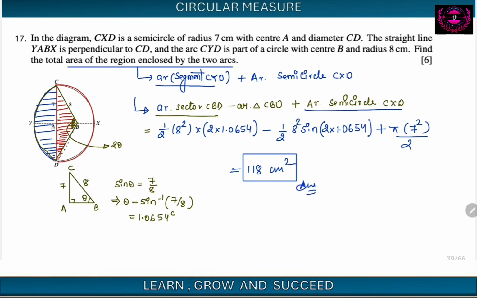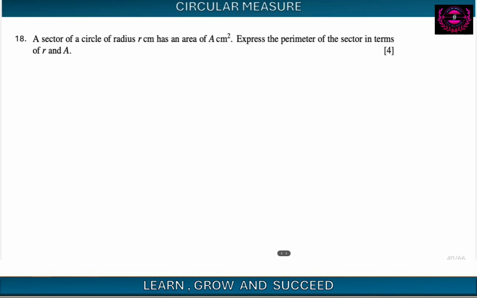Let's move to the next question. A sector of a circle of radius r centimeter has an area a centimeter square. Express the perimeter of the sector in terms of r and a. So this question is easy. The area of sector is half r square theta. Express the perimeter of the sector. So let's say this is the sector, this is theta, and this is r.